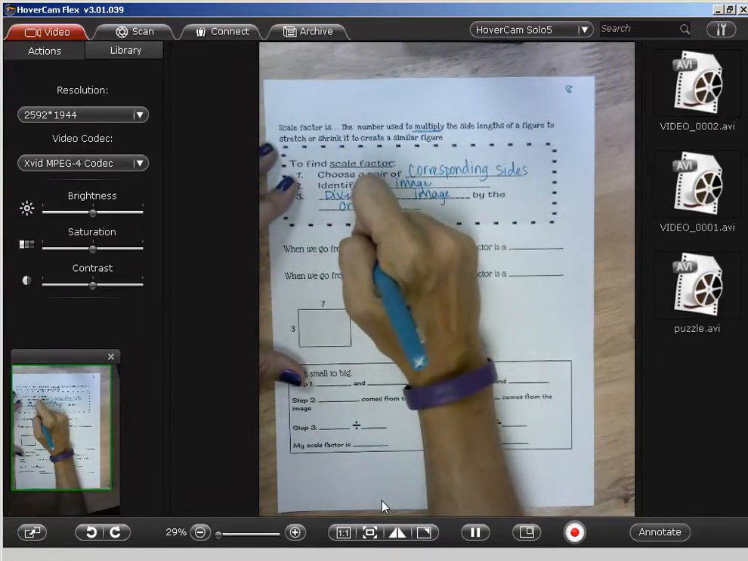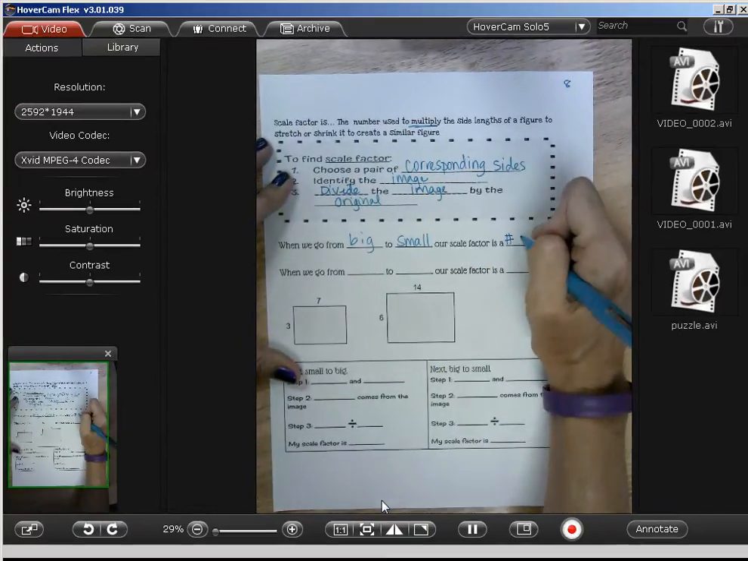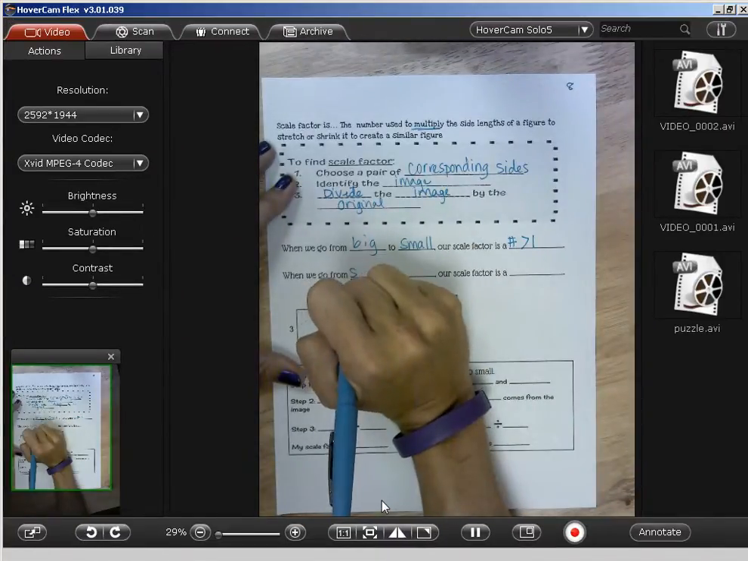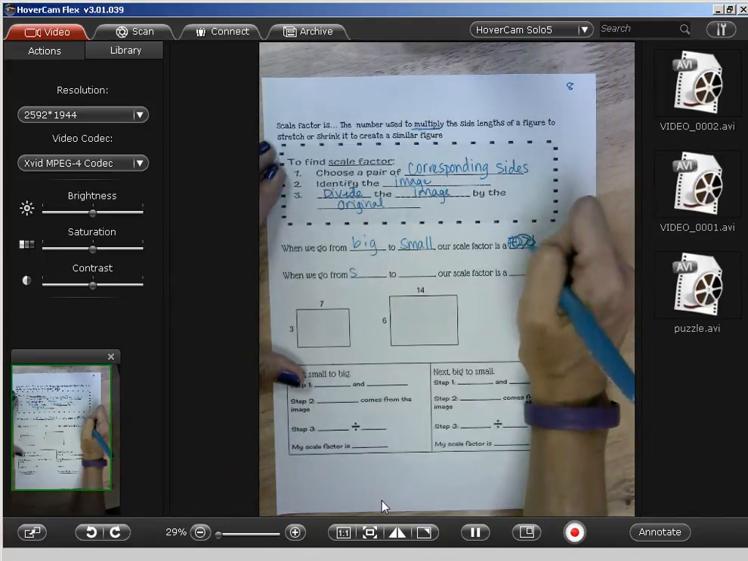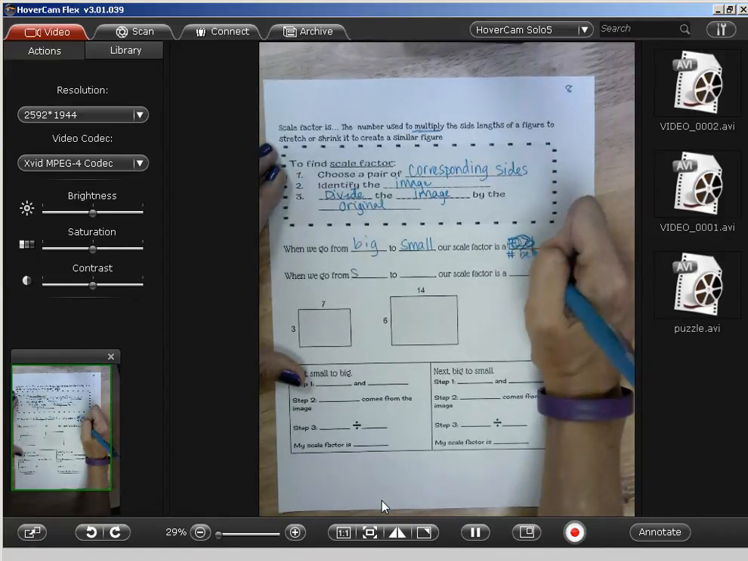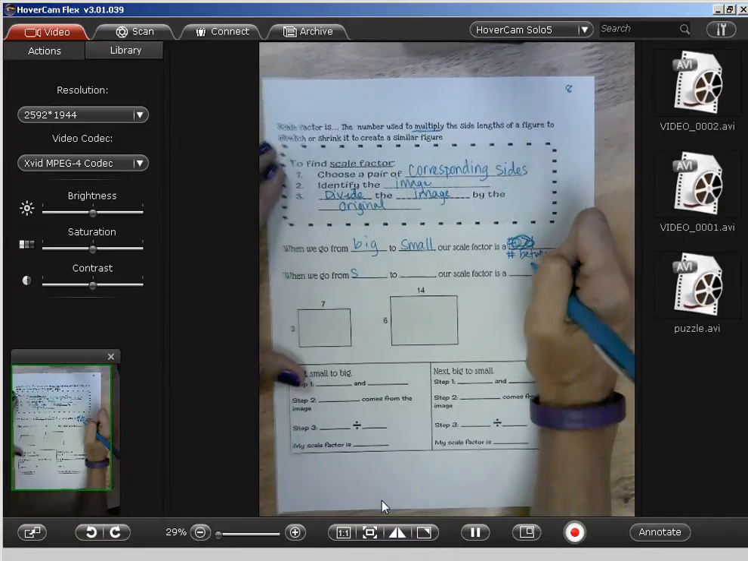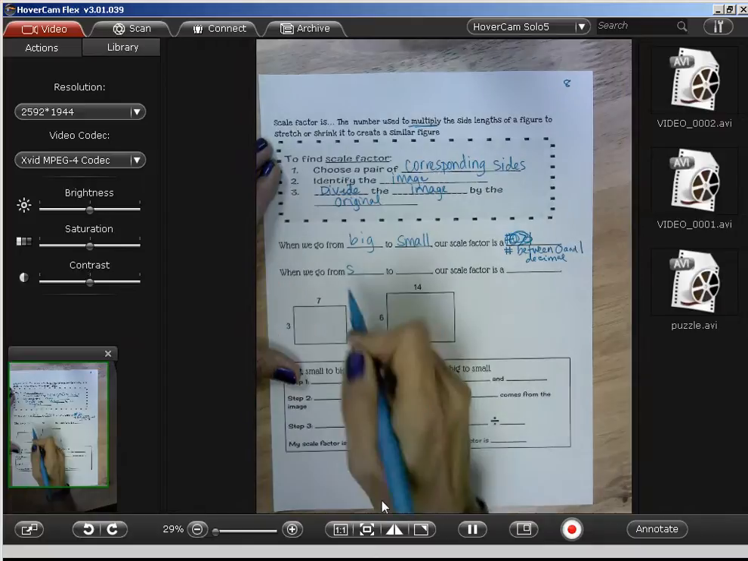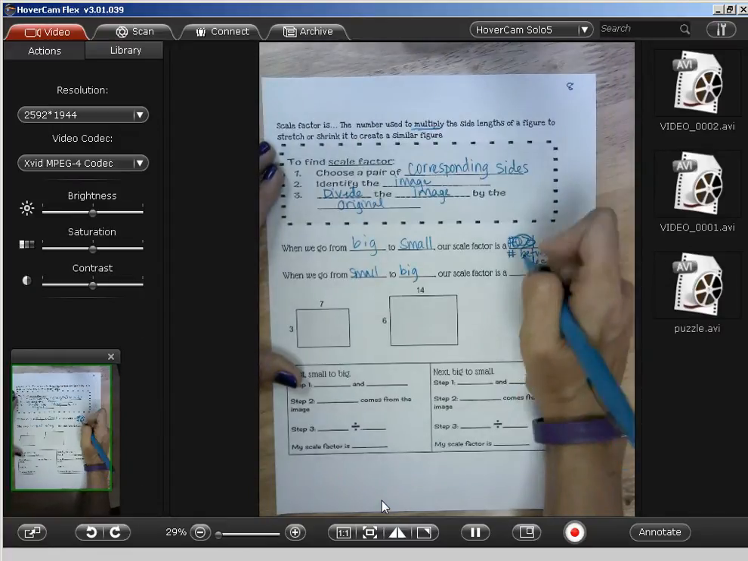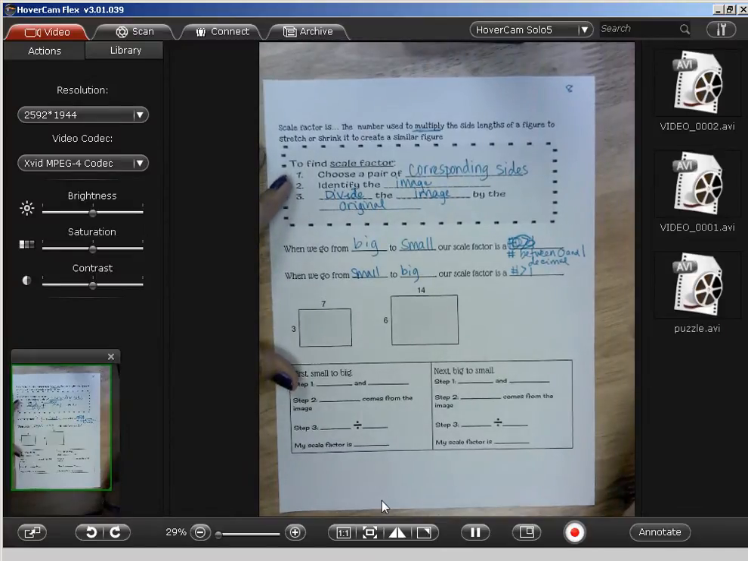This was important information for us. When we go from big to small, our scale factor is a number between 0 and 1, so it has to be a decimal. Sorry, guys, lost my mind for a minute. When we go from small to big, when we're enlarging, our scale factor has to be a number greater than 1, because remember, if I just use 1, I'm just making an identical shape.